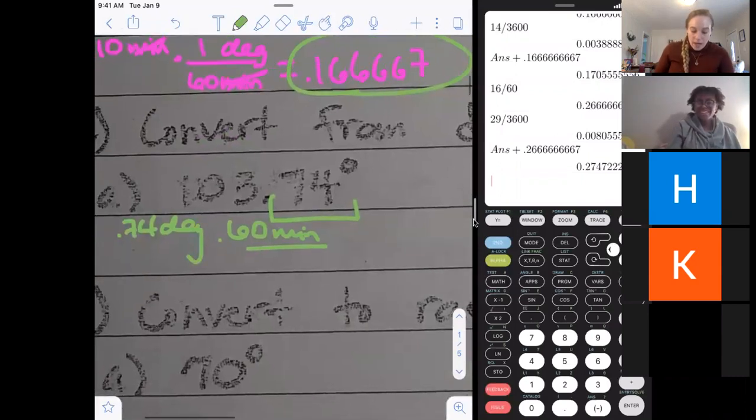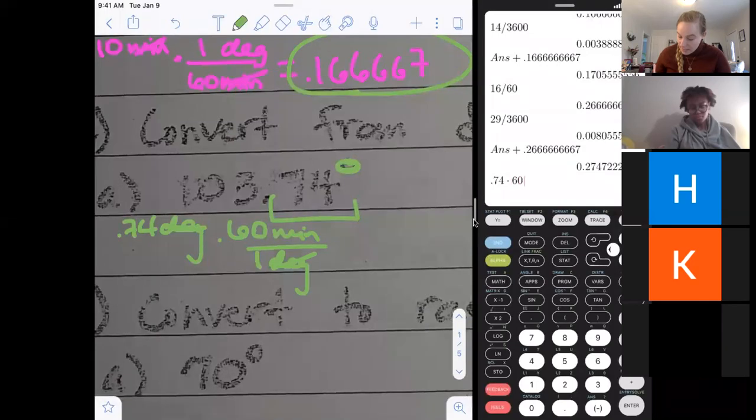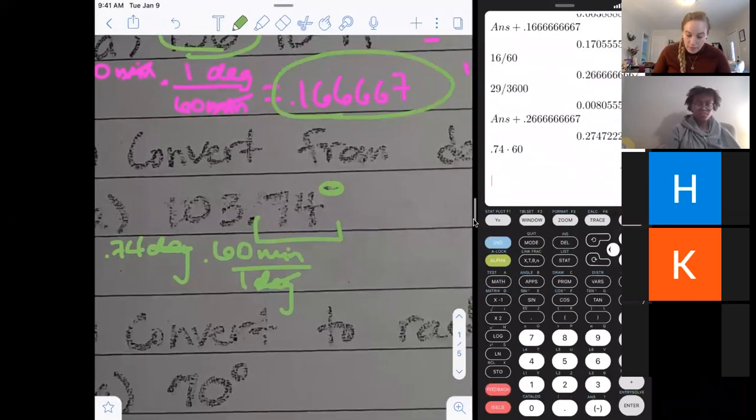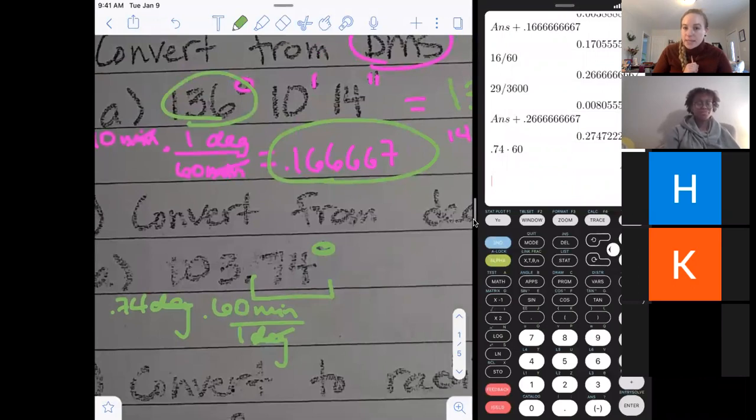You guys are fine. 0.74 degrees times 60 minutes over 1 degree. Again, the degrees have to cancel out this time. Since my decimal is in degrees, degrees has to be on the bottom. Instead of doing 0.74 divided by 60, I'm doing 0.74 times 60. Remember up here, our minutes and seconds were both in whole numbers. So that's what my minutes and seconds are going to be here. When I did 0.74 times 60, I get 44.4.